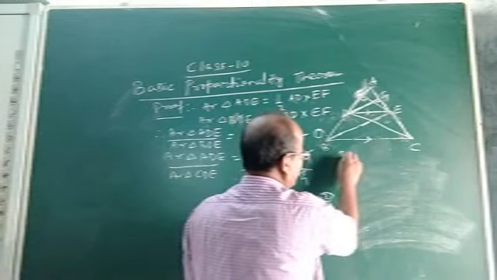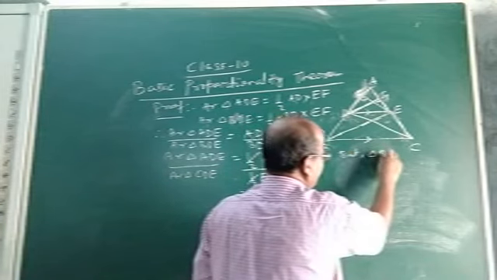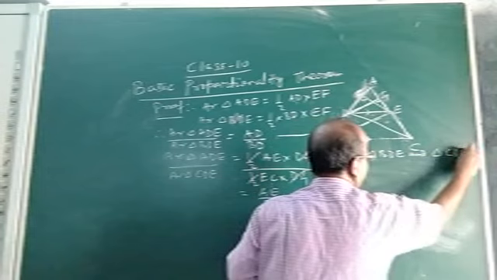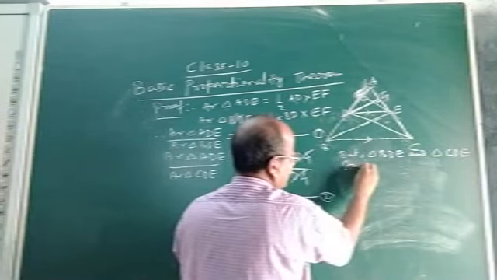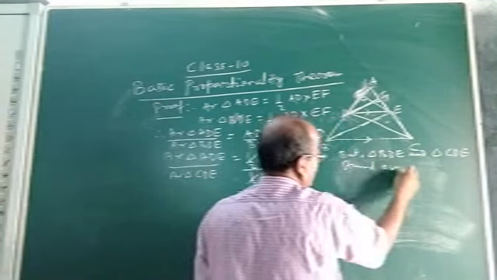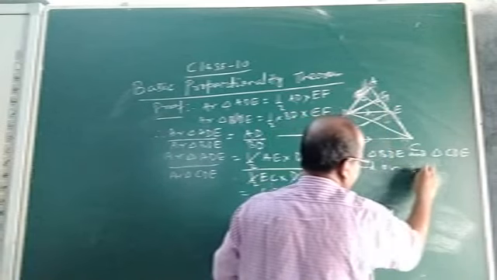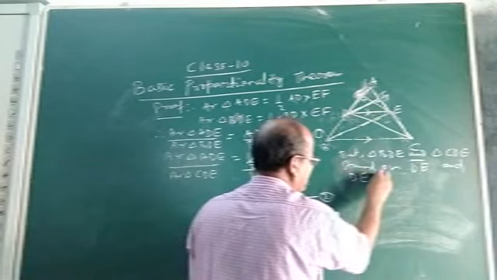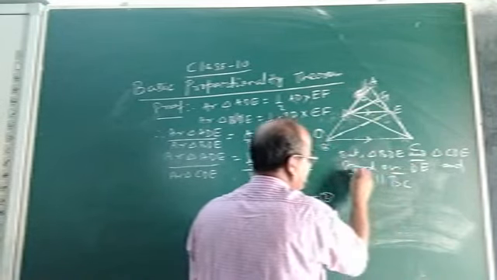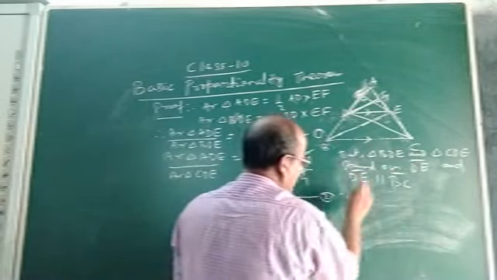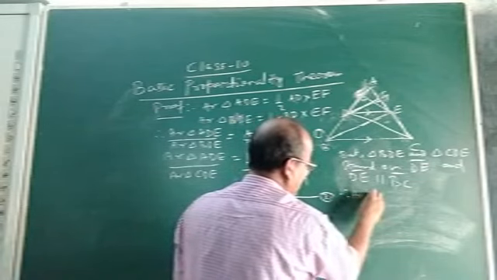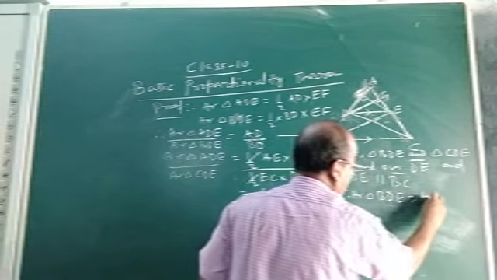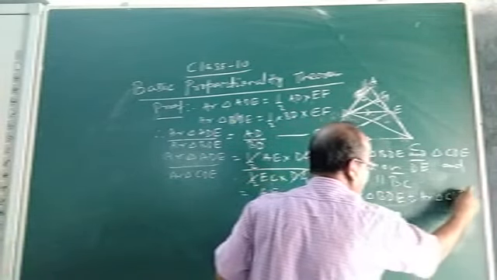So triangle BDE and triangle CDE stand on the same base DE, and between the same parallels, that is DE parallel to BC. Therefore, these two areas will be equal. Therefore, area of triangle BDE will be equal to area of triangle CDE.